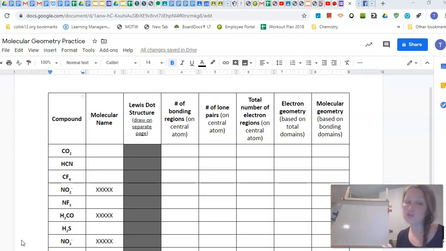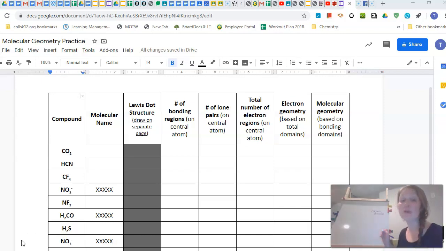You can see our first one is carbon dioxide. I chose that as our first one because it was an example in our notes as well. So first, for molecular name, I would expect that in that box, I would see carbon dioxide. Okay, that is the molecular name for that compound. Now, if a structure wasn't able to be named, I did put X's through that box.